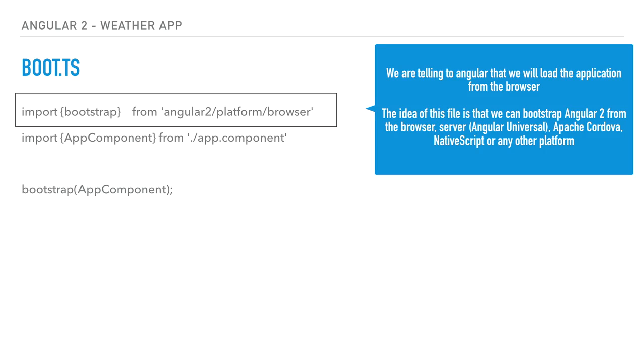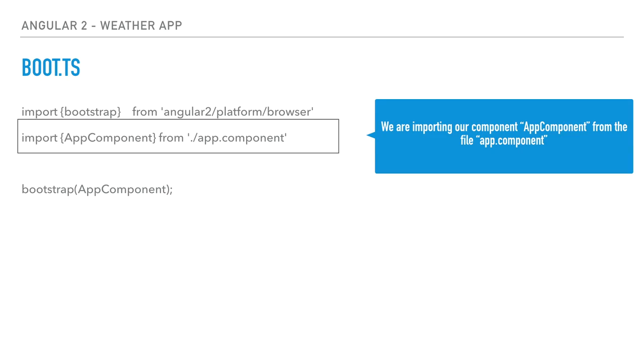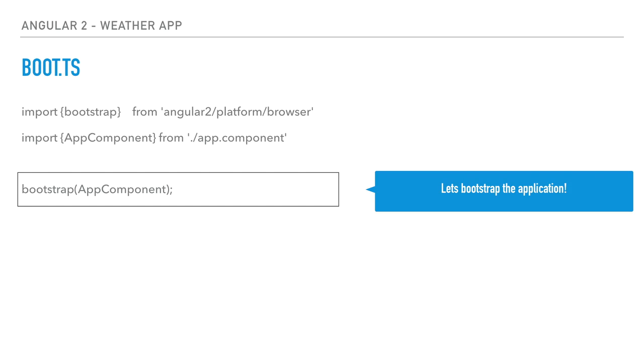First, we have to tell Angular platform browser, and from there we import the Bootstrap. Then we have our component. This is the component that we wrote in the previous video. We are importing this. And finally, we're telling Angular, okay, Bootstrap, start our application, our app component. So let's code this.